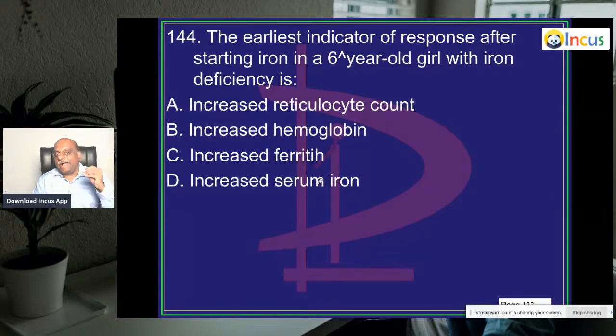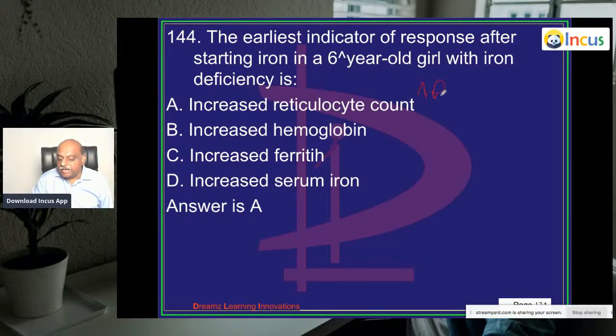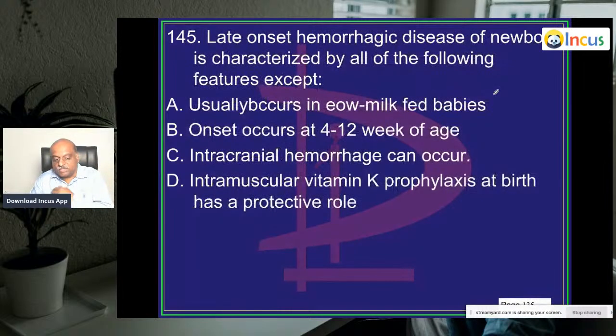Once you start the iron therapy in a 6-year-old girl with iron deficiency, what do you see? Increased retic count always is the first thing. A brisk reticulocytosis is the important sign.